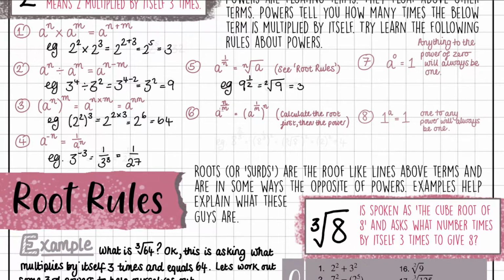Sixth rule, a to the n over m is equal to a to the 1 over m times by n.